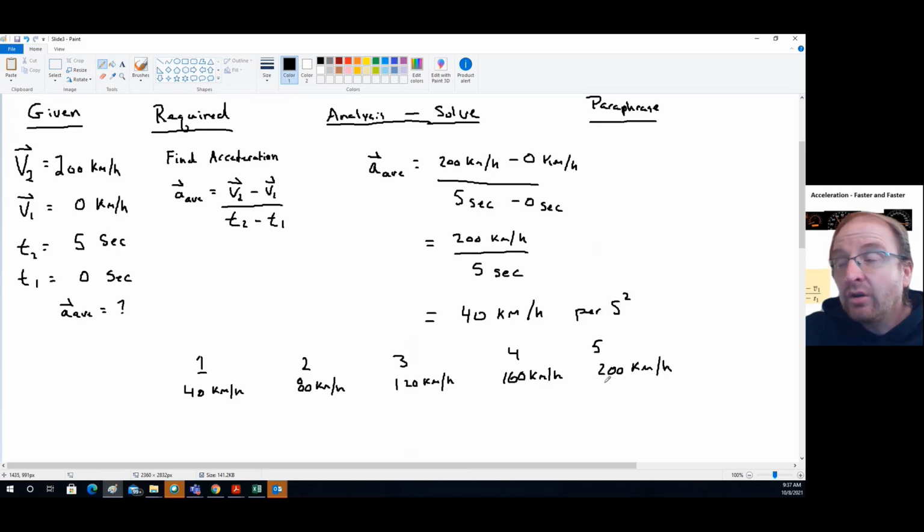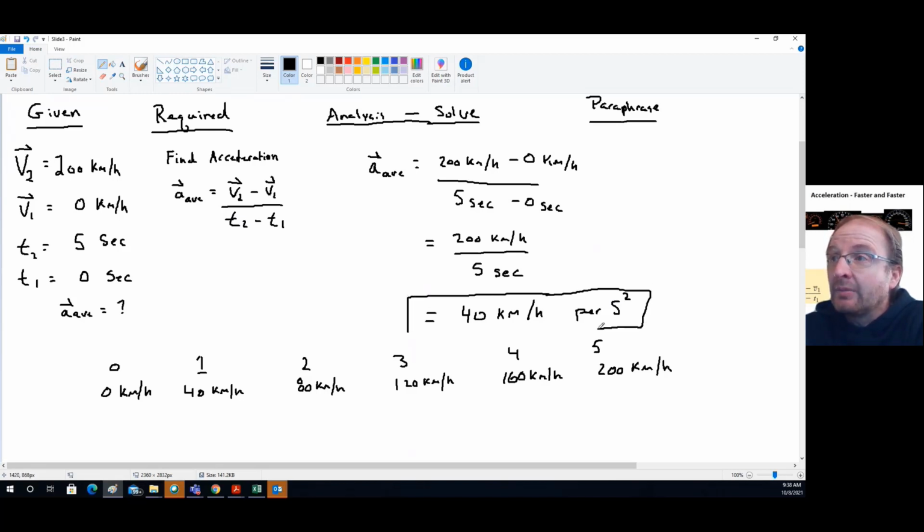Again, acceleration could also be getting slower and slower and slower. So over the course of 5 seconds, we go from 200K per hour down to 0, basically. So that could also be something. I don't believe we've got any questions like that, kilometers per hour. I won't right now convert this into meters per second, but you certainly should be able to easily do that, really, right? But for now, we'll answer it that way.